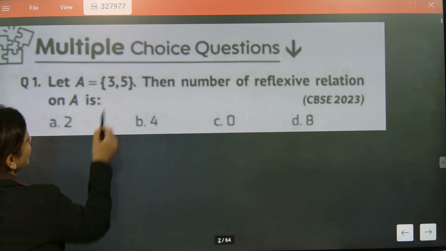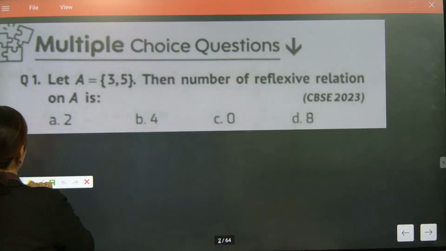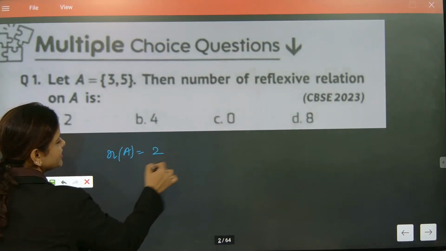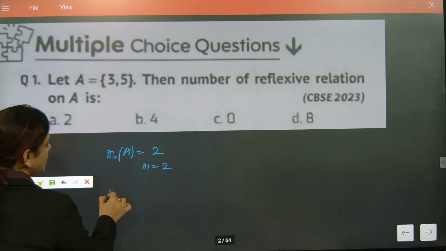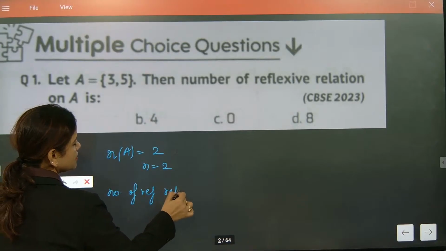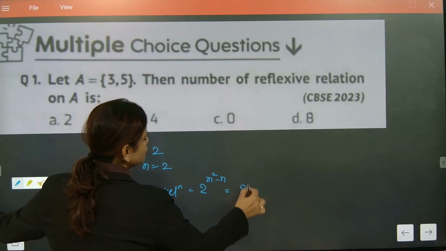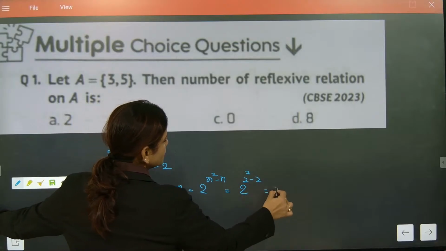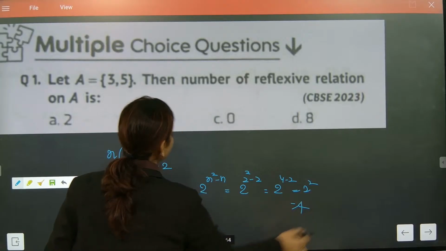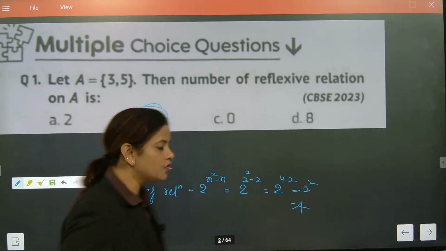How many elements are present in A? 2. That is, n is equal to 2. Number of reflexive relations formula? 2 to the power n square minus n. So 2 to the power 2 square minus 2, so 2 to the power 4 minus 2, so 2 to the power 2. Answer is coming as 4. So the option is 4. Did you learn it nicely? We'll go for the next one.